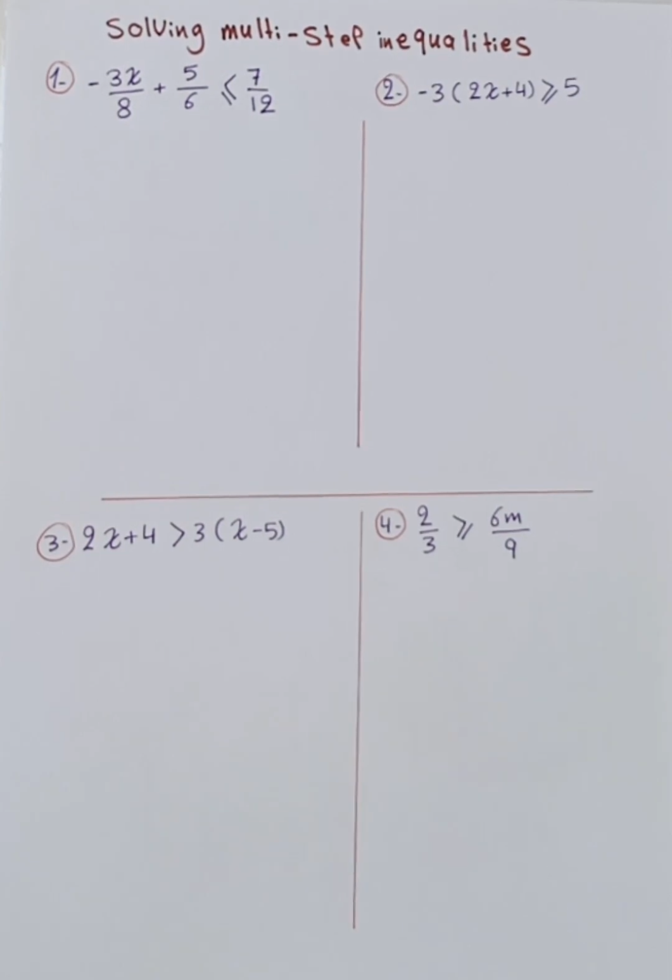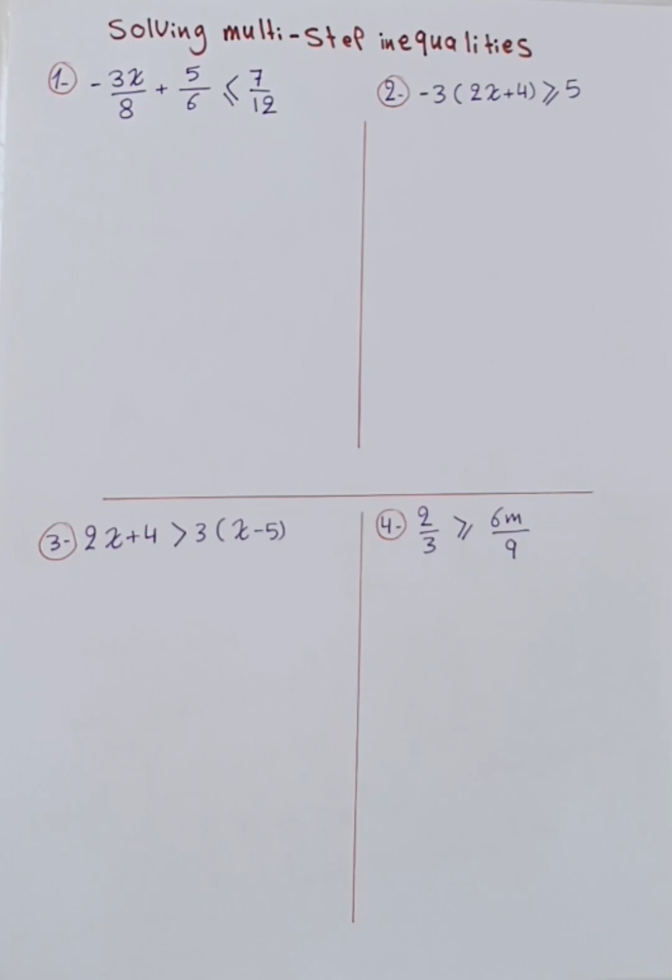Hello dear students, in this lesson I'm going to talk about solving multi-step inequalities. Example number 1: negative 3x over 8 plus 5 over 6 is less than or equal to 7 over 12.